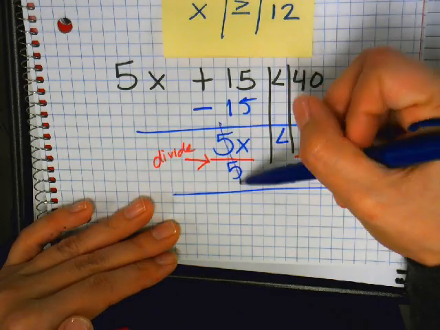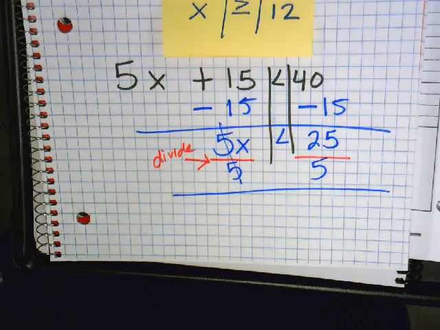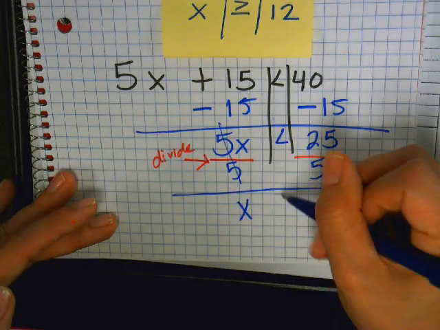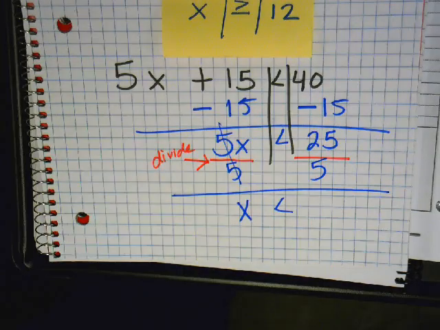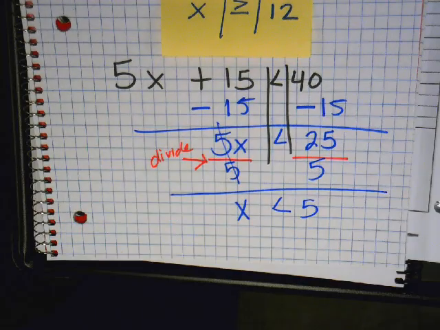Here, it's gone. It's no longer there. I'm left with x is less than. Now do the math on this side. What's 25 divided by 5? 5. That's it. Were you okay with that? Yeah.